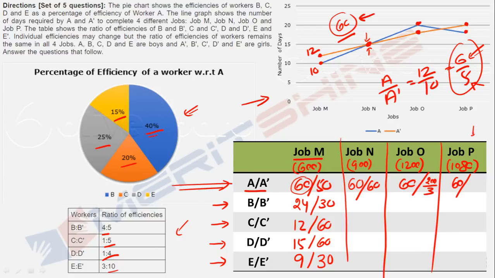So 1080 divided by this 20 here, that would be 108 divided by 2, there will be 54. So these are the numbers here. Now what we have done is that we have changed these numbers. So job M 600, job N 900, 1200, job P 1080. You can just write it anyway. But since dealing with integers is easy, this is what we can do with these numbers.